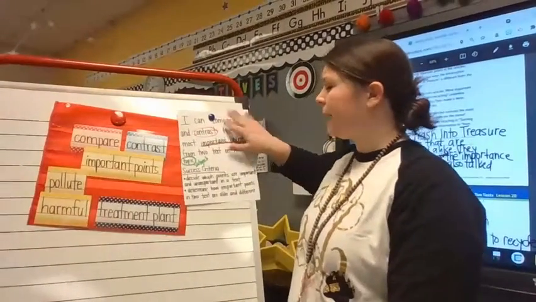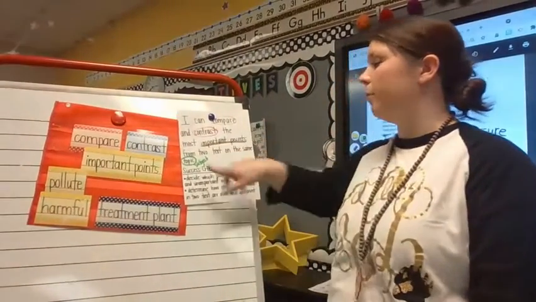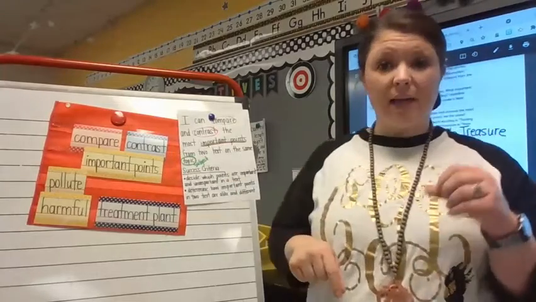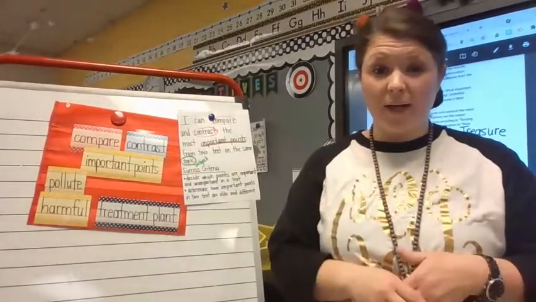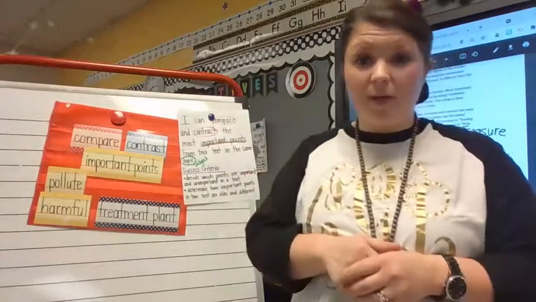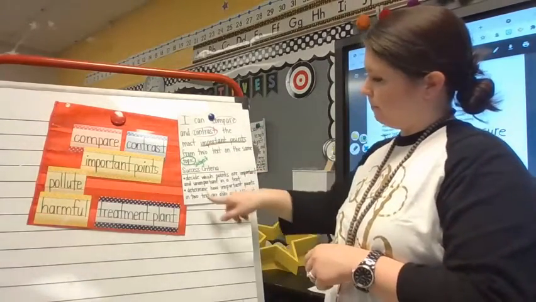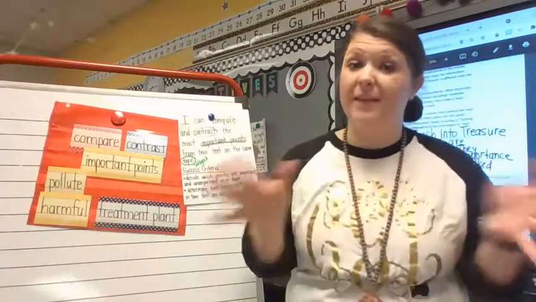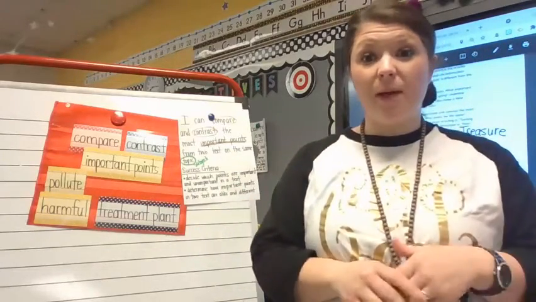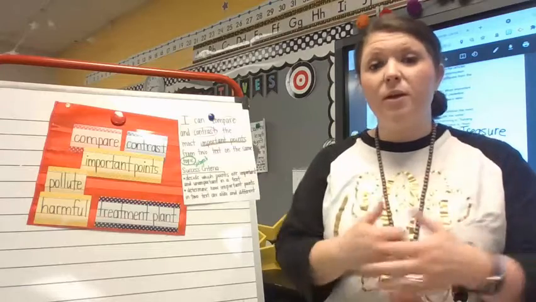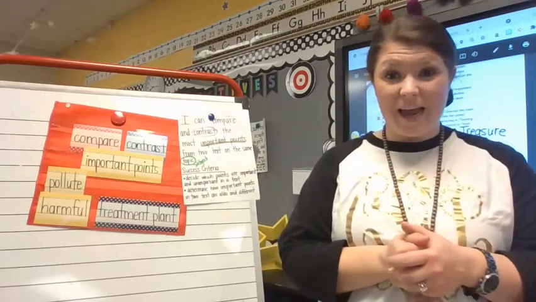Let's reflect back on our learning target now. I can compare and contrast the most important points from two texts on the same topic. Were we able to decide which points were important and unimportant? If we were, then we met that part of our success criteria. Were we able to determine how those important points of two texts are alike and different? That's what we just did when we answered this question, wasn't it? So if we were able to do that, then we were successful with our learning target today.